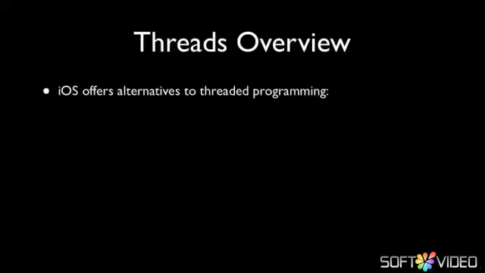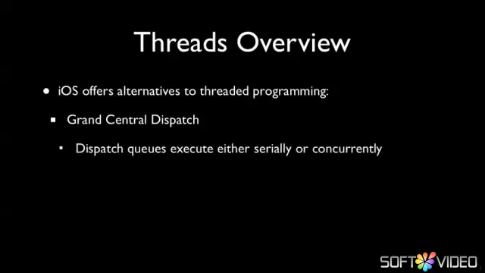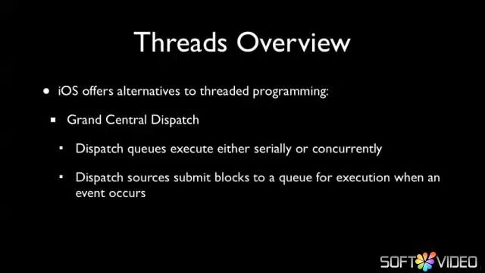Fortunately, iOS offers alternatives to threaded programming, one of which is Grand Central Dispatch, which allows you to define dispatch queues to execute either serially or concurrently, and dispatch sources which submit blocks of code to a queue for execution whenever an event occurs.